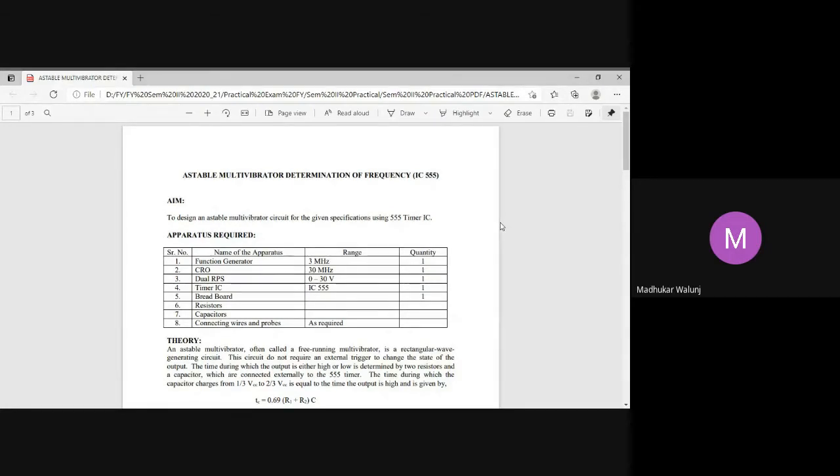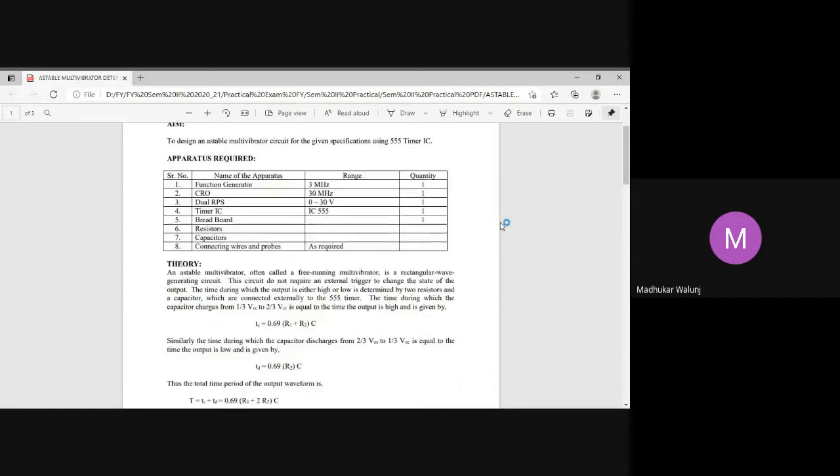If we want to see it, a dual RPS. There is no need for a dual RPS, but we have taken a power supply here. Timer IC 555, board required, resistors, capacitors, and connecting wires.